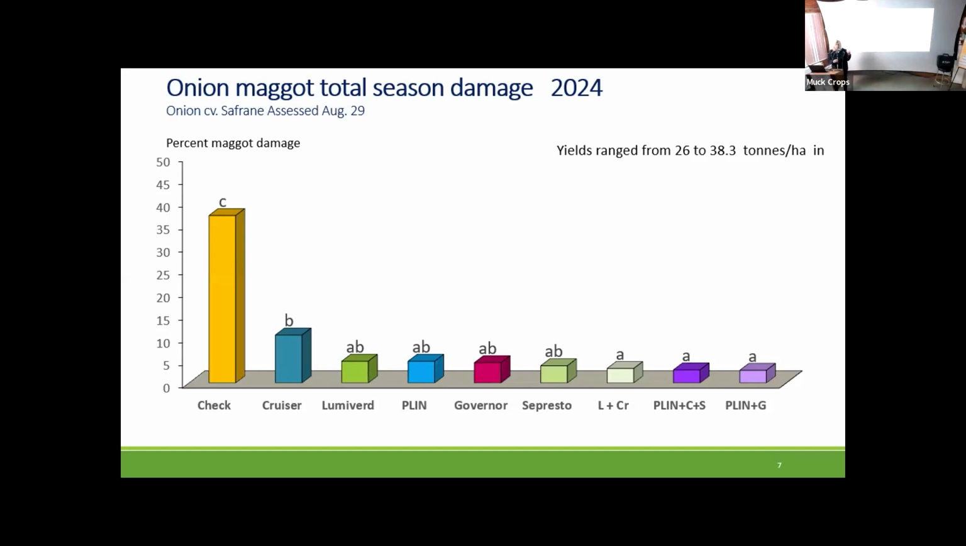So this data looks a little bit different from what Brian showed you this morning. We're looking here at percent maggot damage, so the percent of onions with damage. Brian was looking at it from the other way and looking at the number of healthy onions without damage. So the results are showing us the same effective treatments. We're just looking at them in two different ways.